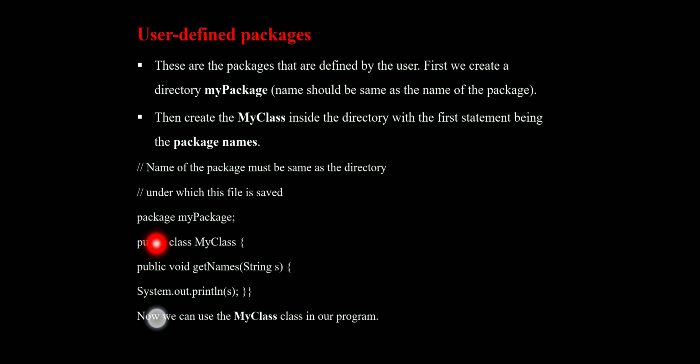Here an example is there: package my package, public class my class, in that class public void get name, string s. For this get name method, they are printing the string with the output line.